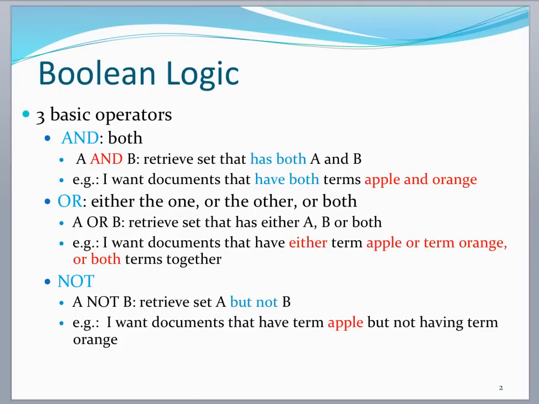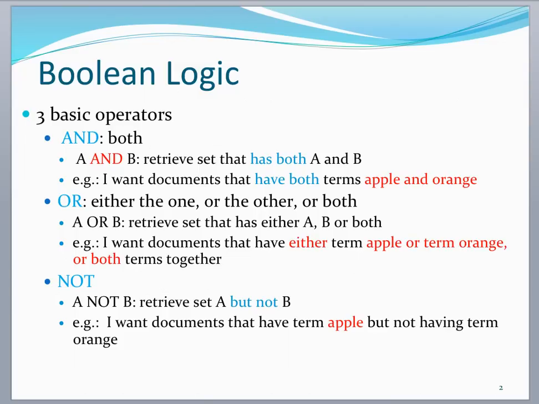The second operator is OR, either the one or the other or both. For example, A or B retrieves a set that has either A, B, or both. So as we can see right from the beginning, if we use AND, we would be searching for more precision. If we use OR, we would be searching for more recall. Of course, the idea is that we can combine AND, OR, and the third one, NOT.